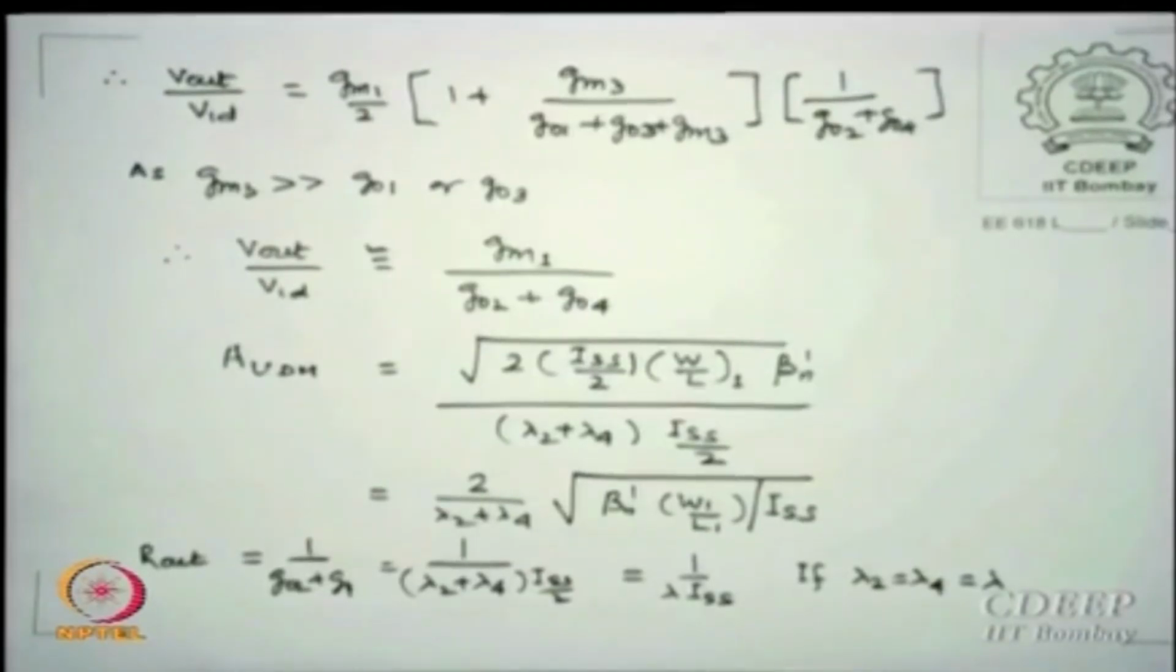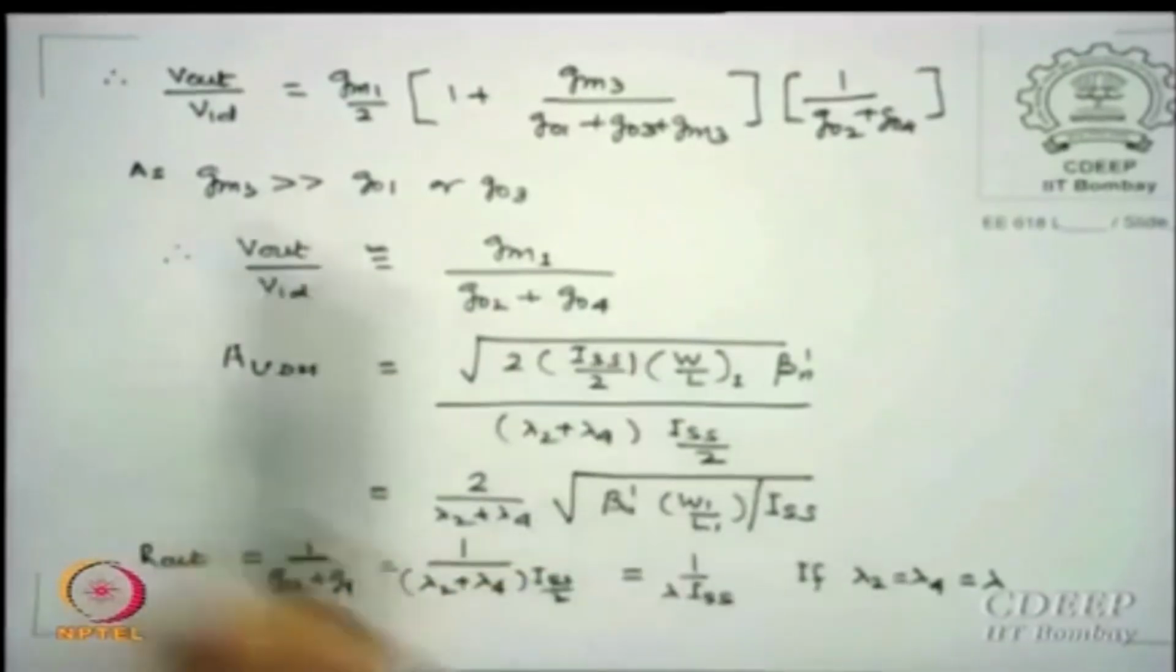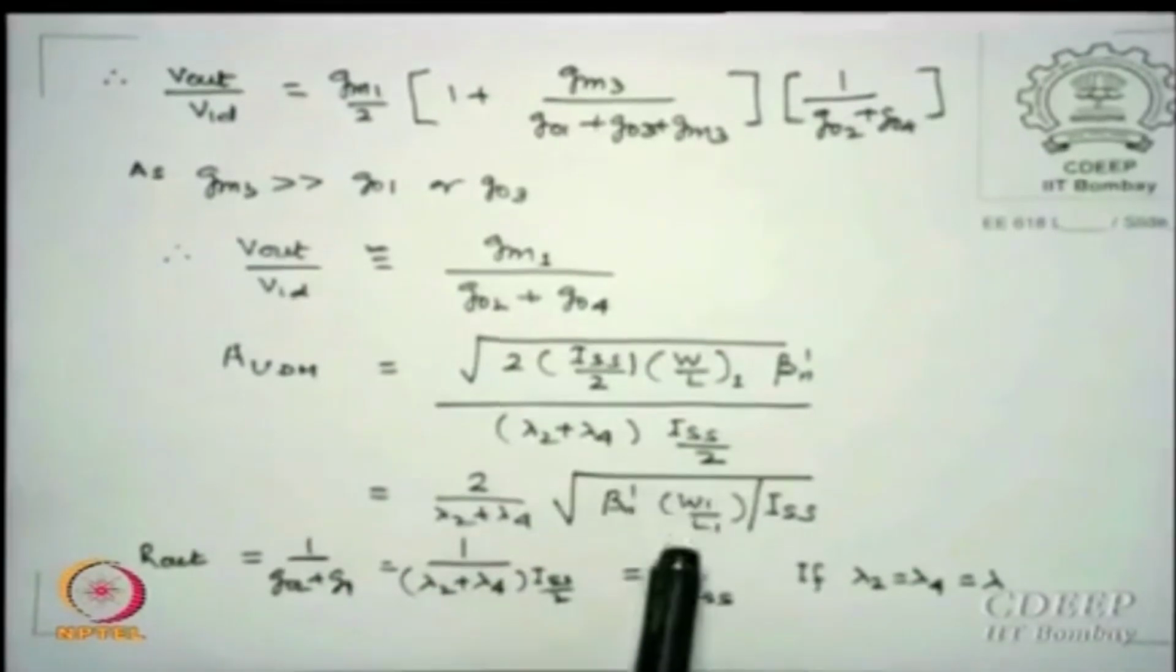identical for n channel. Of course you can make this in process forcibly, but in normal circumstances lambda 2 will not be equal to lambda 4. They may not differ drastically, but since the mobilities in p channels are lower than n channels, normally resistances are higher in p channels, once in a while you think of it. So it may be better to use p channel as loads, is that correct, because it will give larger resistance per se. Okay, the issue here is lambda 2 by lambda 4, ISS by 2 I took it up, so it is beta n dash W by L1 by ISS. And what is the output resistance?